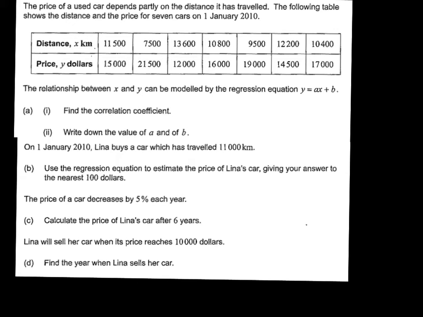We are told that the relationship between x, the distance, and y, the price, can be modelled by this regression equation. Now, we're asked, first of all, to find the correlation coefficient. So what you need to recognise is that the correlation coefficient can be found from the statistical analysis on the TI Inspire by looking for R. So R is the correlation coefficient, and by putting this information into the TI Inspire spreadsheet and analysing it, we are going to end up with a value of R equal to negative 0.994.